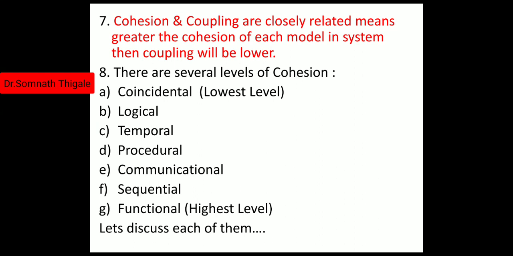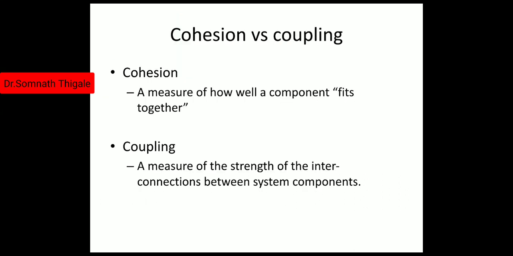And there are several levels of cohesion. Basically there are 7 levels of cohesion, from the lowest level to the highest level: coincidental, logical, temporal, procedural, communicational, sequential and functional. These are the levels of cohesion. Lowest cohesion means highest coupling, and highest cohesion means lowest coupling. Remember this difference. So let's talk about them one by one.